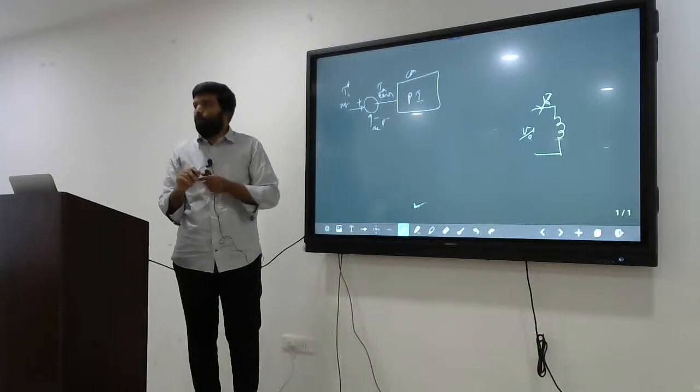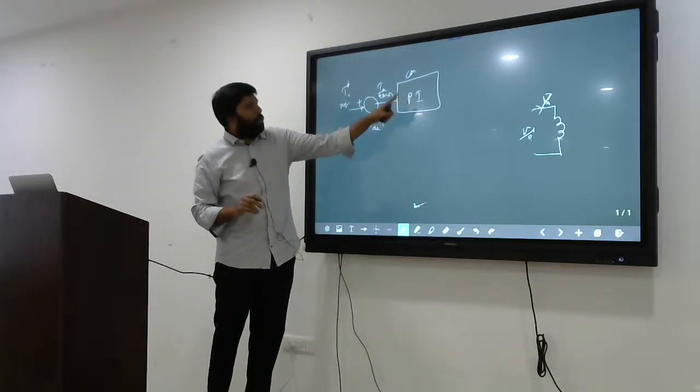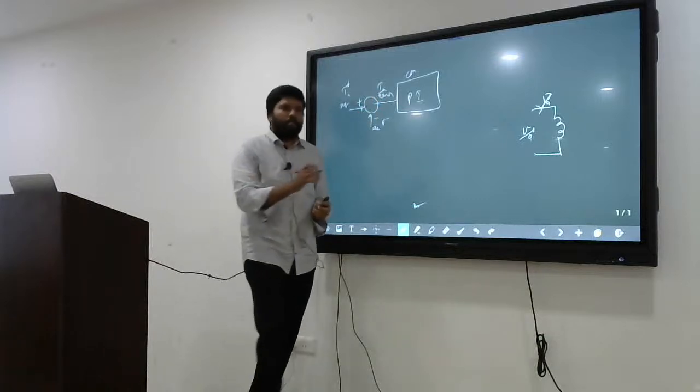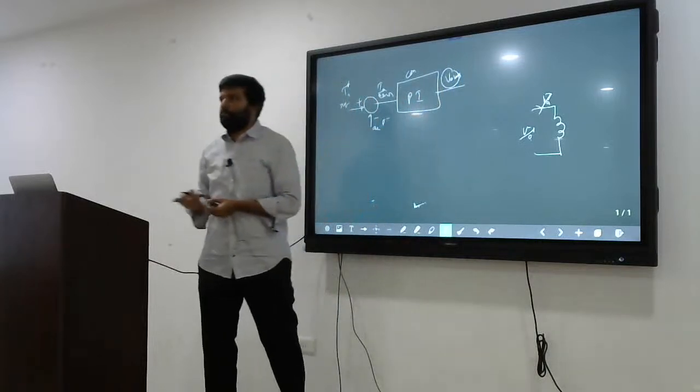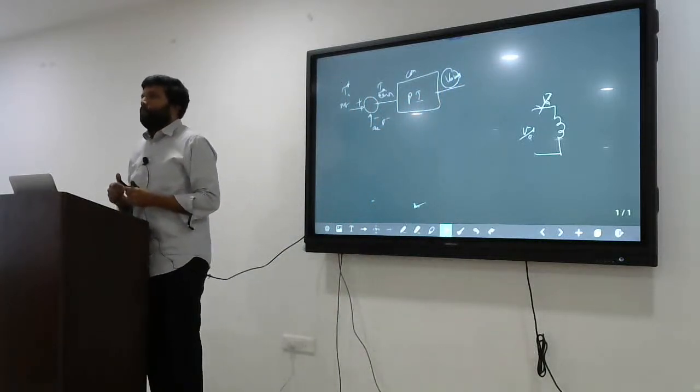Input is the current signal. Am I correct or not? If input to the controller is current, please try to understand, then output is always voltage. What is the reason? This is based on Newton's law.